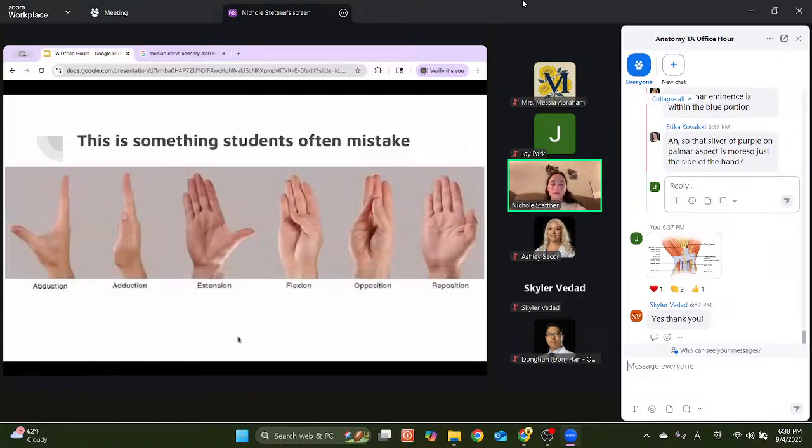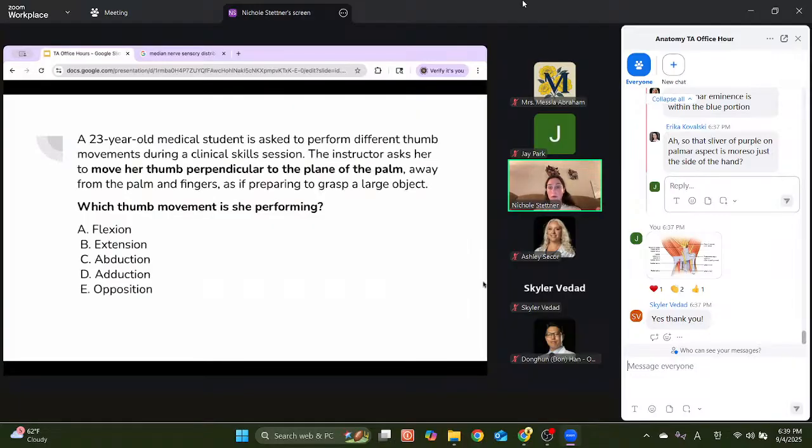This is really important. Abduction: if you do it yourself a couple times, you'll get it. I like to think that abduction and adduction are in the same plane of motion, just going back and forth, and then extension and flexion, same plane, just back and forth the other way, and opposition is literally just touching your pinky and other fingers. If anyone has any questions on that, it's a little straightforward, but sometimes it's confusing. Oh my God, there's a question about it.